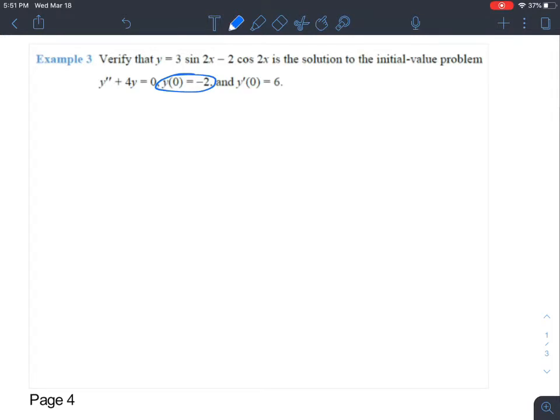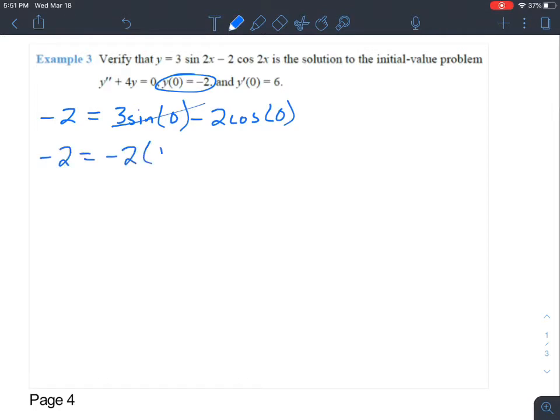So the first one is we're given y of 0 equals negative 2, and we already have the equation for y. So let's go ahead and just make a substitution. Negative 2 goes in for y. We're going to have 3 sine of 2 times 0, which is going to be 0. And then minus 2 cosine, 2 times 0 again is 0. We know that this first one is just going to be 0. We're left with then negative 2 equals negative 2 times cosine of 0, which is 1. And we know that both of those work. So we have verified then that our first part, y of 0 equals negative 2, does indeed work for this function.